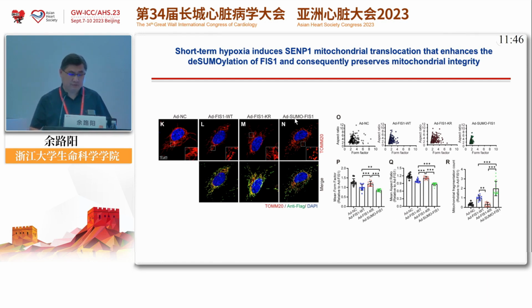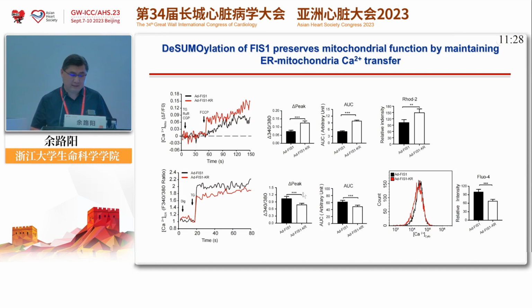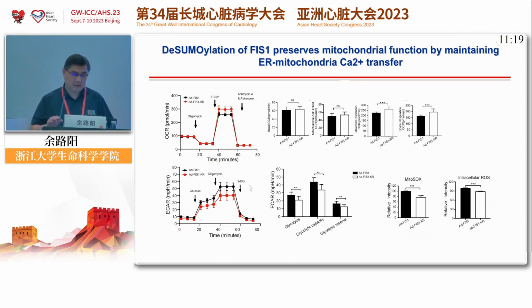So over-SUMOylation of FIS1 induces over-fission and fragmentation of the mitochondria, and subsequently disrupts the MAM, a subcellular membrane structure between the ER and the mitochondria, and the blue ones are indicated as the MAM. Consequently, it affects the calcium transfer from the cytoplasm into the mitochondria. And this finally disrupts the cellular metabolism.